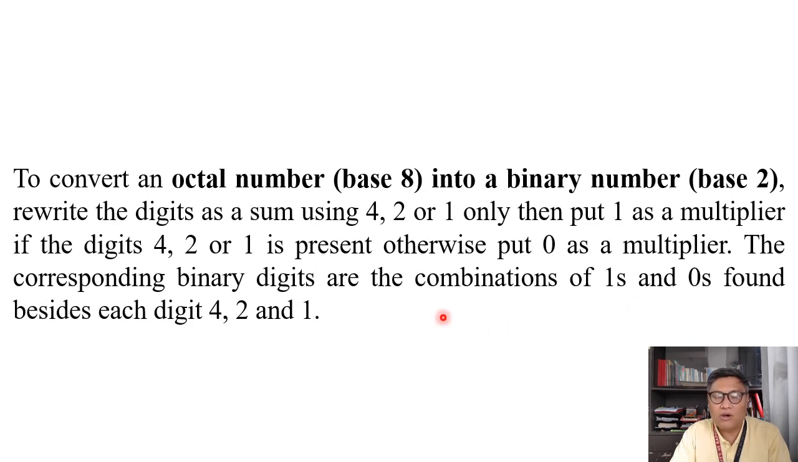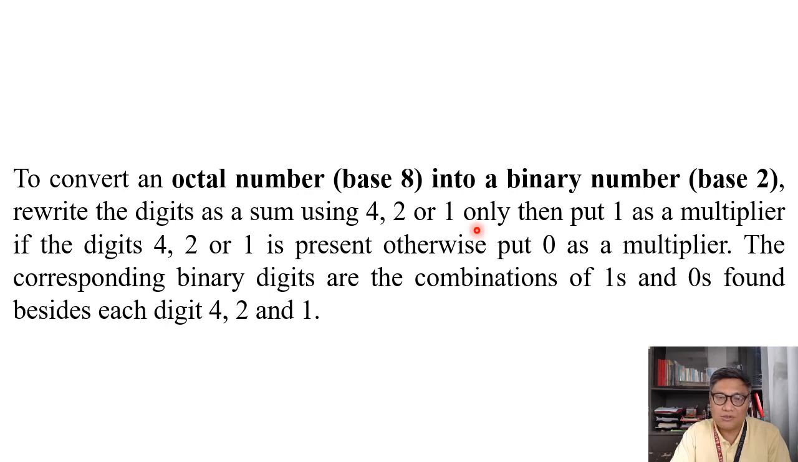So when we are going to convert base 8 into base 2, we rewrite the digits in base 8 as a sum using 4, 2, and 1 as a combination. Remember that base 8 has only digits 0, 1, 2, 3, 4, 5, 6, and 7. And if you're going to combine any of these three numbers by adding, like 4 plus 2 is 6, 4 plus 2 plus 1 is 7, 2 plus 1 is 3. Then, of course, if 4, 2, and 1 are not present, then definitely we have zeros.